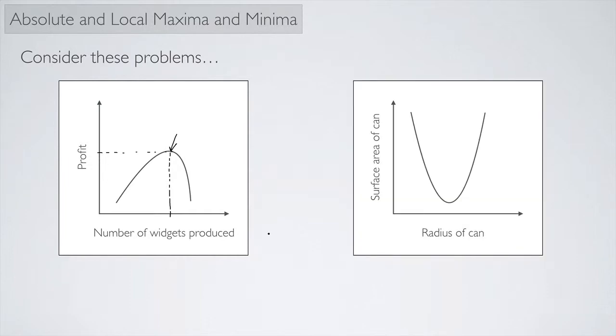Here's another one. Suppose we have the surface area of a can as a function of the radius of the can, and we want to know what radius will produce the smallest surface area. In other words, we want to minimize the surface area. Well, both of these problems involve maximizing or minimizing something, and this is something that calculus can help us to solve.